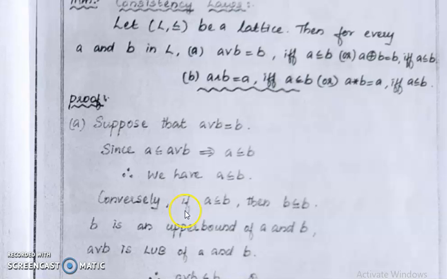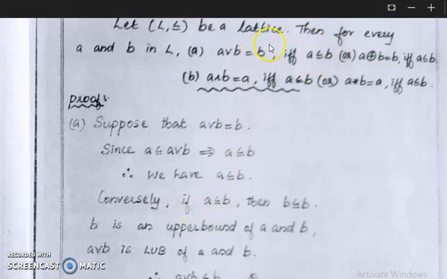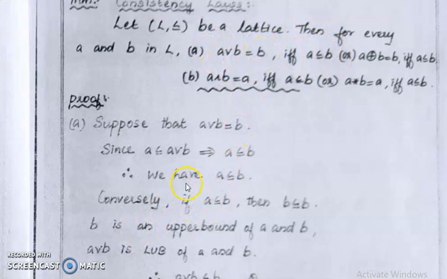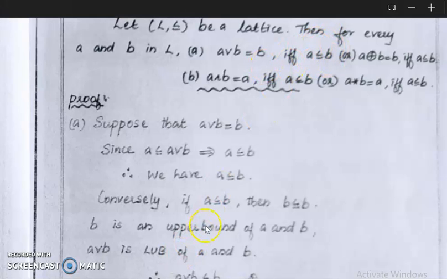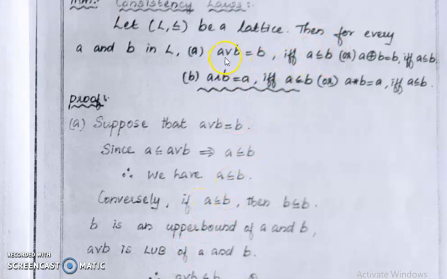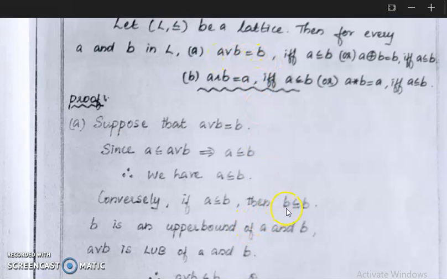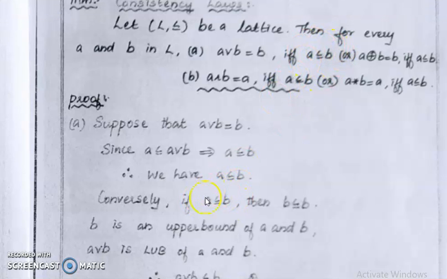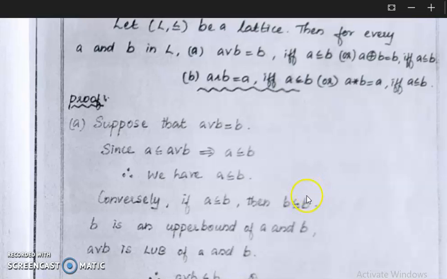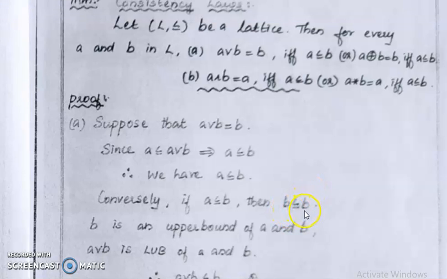Now, conversely, we have to assume the second part and prove the first case. The second part is a ≤ b. Let us prove a ∨ b = b. Now assuming a ≤ b, then b ≤ b. This is known. That means b is always equal to b, so we can write b ≤ b, which satisfies the equality condition.